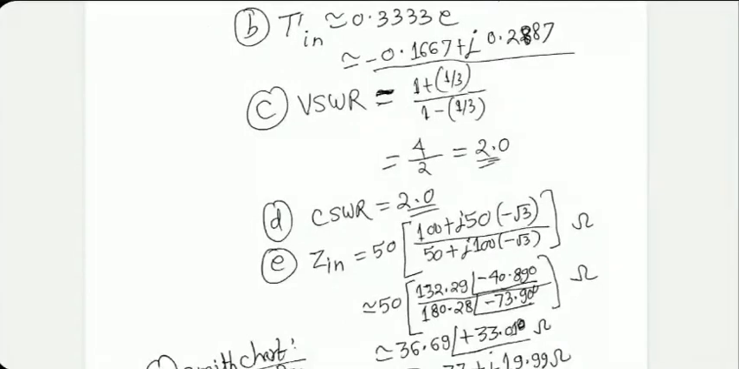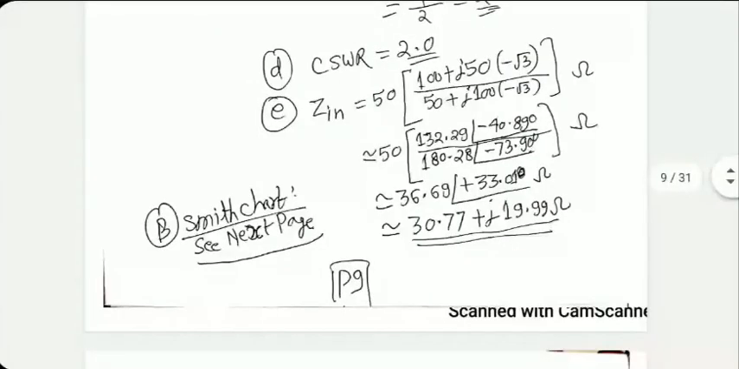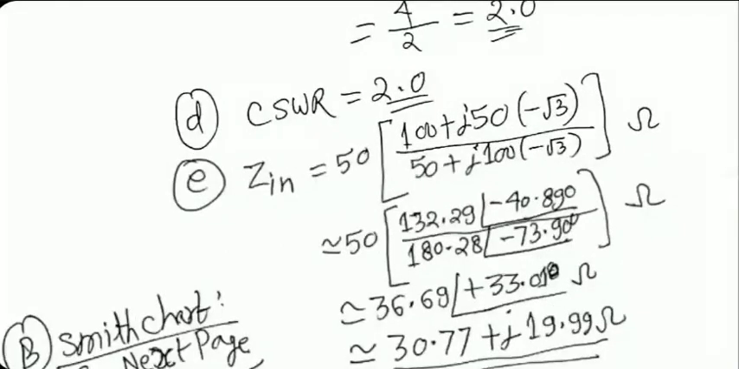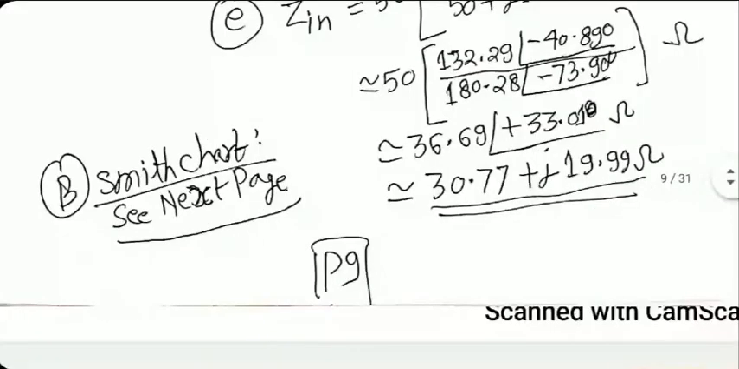Zin you can calculate again by using the same formula. Tan beta L has not changed, but ZL has become 100 ohms now. So we plug in all the numbers. I got 36.69 ohm with a phase angle of about 33 degrees. And the answer in rectangular form can also be worked out.